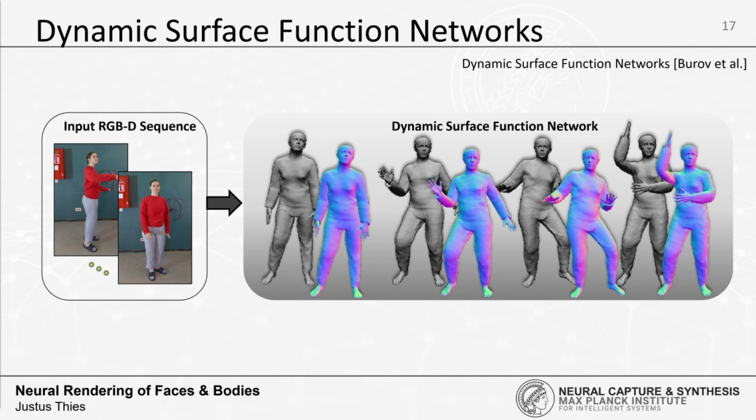In a recent work called Dynamic Surface Function Networks, I also worked on the topic of improving the motion capturing of human bodies. The goal of this paper is to reconstruct an avatar of a person based on an RGBD input sequence. And the goal is that we reconstruct not only a static human avatar, but an avatar that dynamically changes its surface based on the different poses.